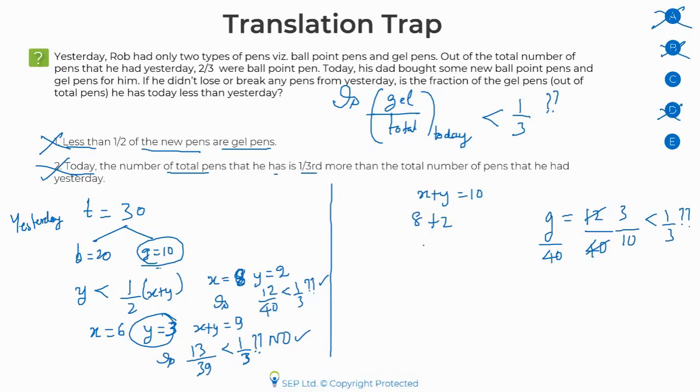No. Can I take something like 6 and 4? Or maybe 5 and 5? No, I can't take 5 and 5. I can take 6 and 4. Right? So is 14 by 40 less than 1 by 3? Clearly not. Here it's a yes. Here it's a no. Which means even after combining the statements, the data is insufficient.